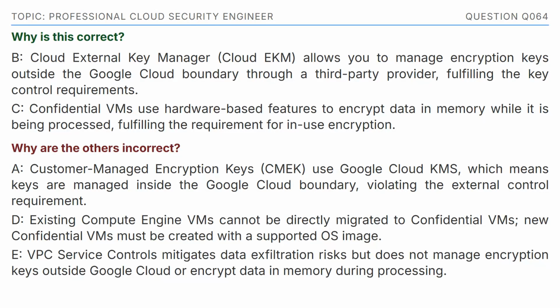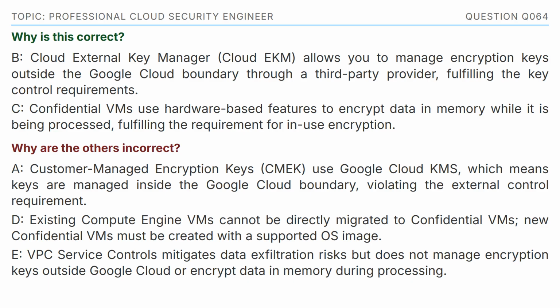Why is this correct? B. Cloud External Key Manager, Cloud EKM, allows you to manage encryption keys outside the Google Cloud boundary through a third-party provider, fulfilling the key control requirements. C. Confidential VMs use hardware-based features to encrypt data in memory while it is being processed, fulfilling the requirement for in-use encryption. Why are the others incorrect?